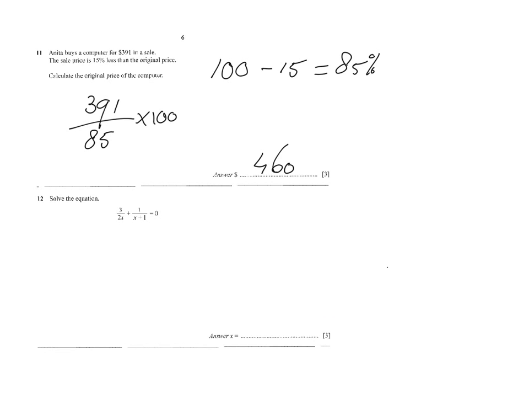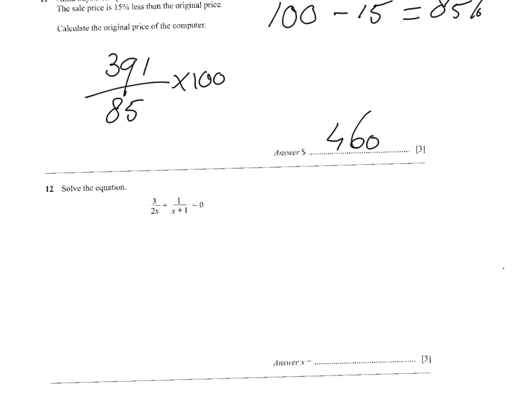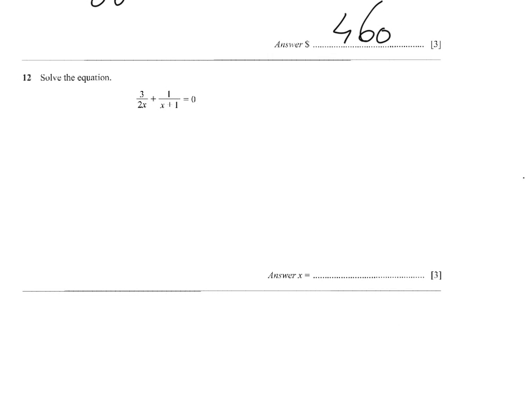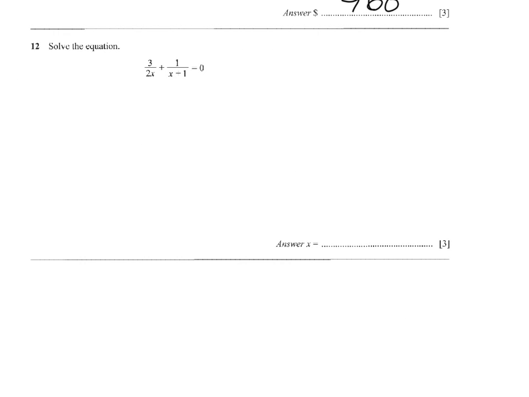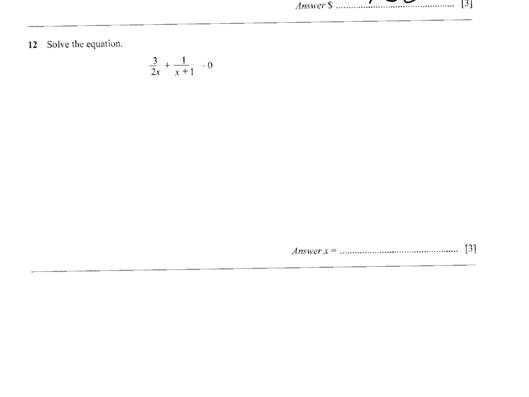Yeah, what can you do? There's so many things you can do. So many different routes to follow to solve that question. I'm just going to make it a little bit bigger for you. So 3 over 2x plus 1 over x plus 1 equals 0. Well, we don't really like fractions, do we? So how am I going to start? I'm going to move one of the fractions to the other side.